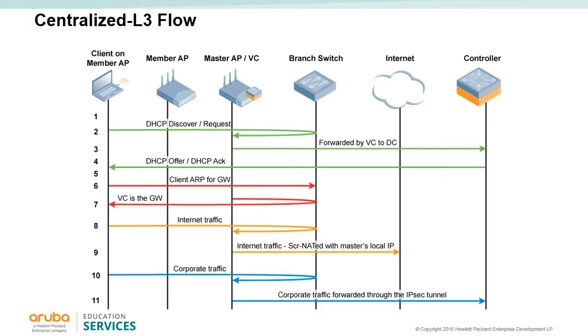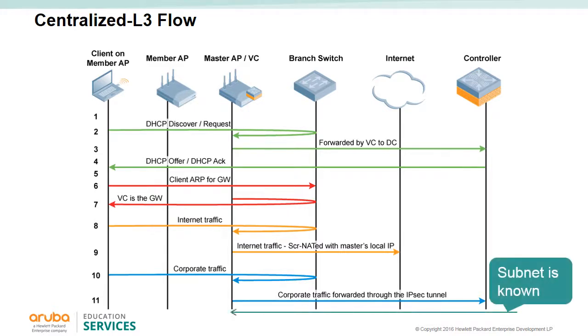The default gateway is on the IAP VC with a corporate IP address. Corporate traffic is sent down the IPsec tunnel. This is a known network, therefore traffic can be routed to the IP cluster.